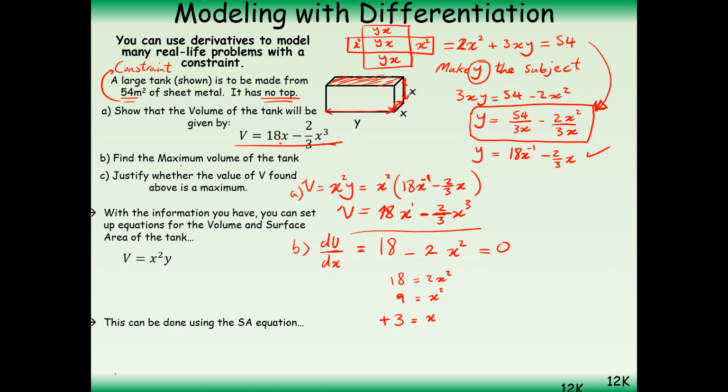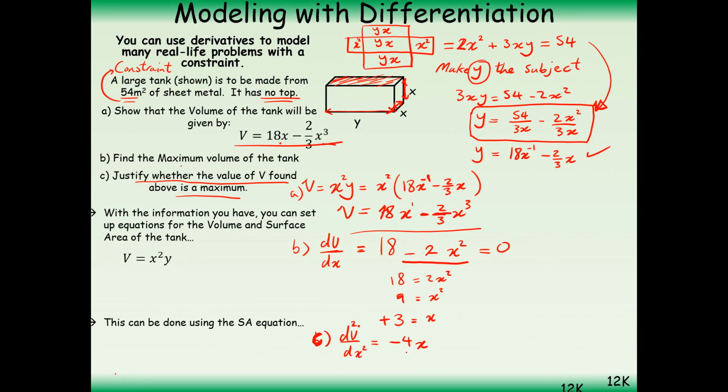And finally, we've been asked to justify that the value of V we found is a maximum. How do we do that? We justify by finding the second derivative with respect to x. That means differentiating this function one more time. 18 is a constant, so it doesn't have any derivative. Minus 2 times 2 is minus 4x.